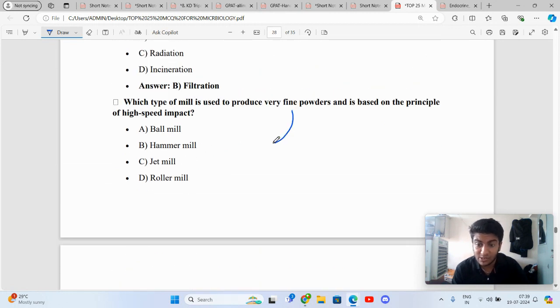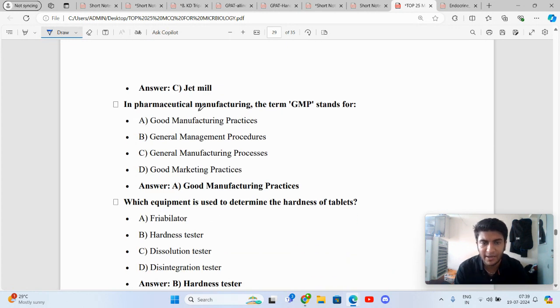But here another synonym of fluid energy mill is there, which is micronizer or jet mill. So please make sure that you know this ball mill is not used for fine powders. Hammer mill is also not used, but jet mill is definitely used for fine powders.